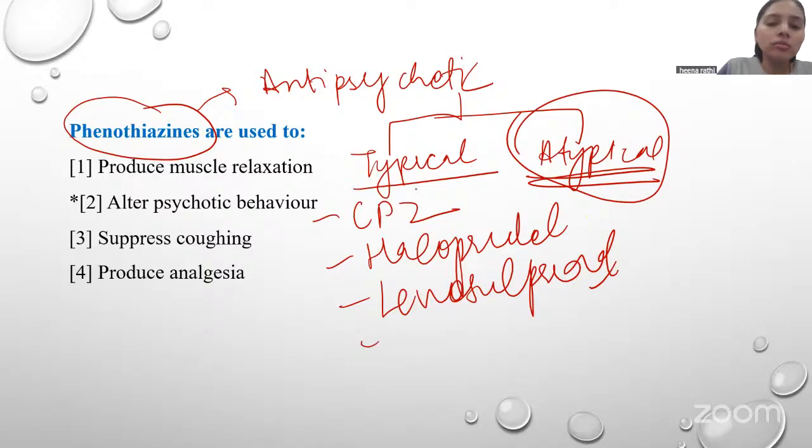Phenothiazine is one of the categories of the typical antipsychotic drugs. So what is it used for? For relieving the psychotic behavior. So it is used for altering the psychotic behavior.